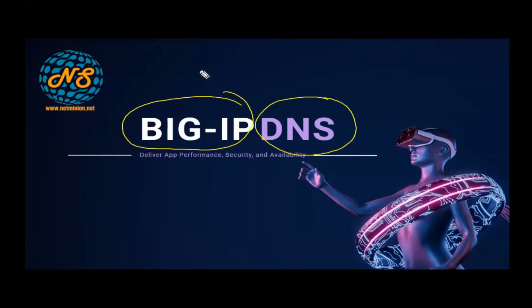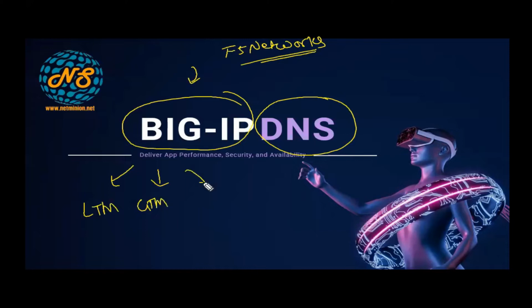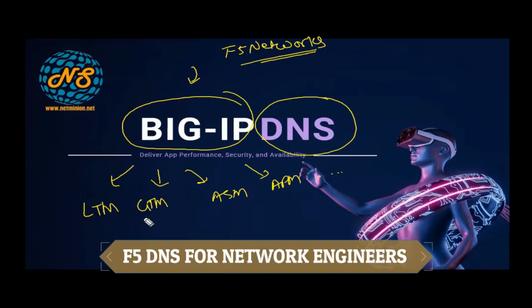I hope everybody is aware of what BIG-IP and F5 Networks are. F5 Networks is a vendor, a bit like Cisco, a bit like Palo Alto, or take any name. BIG-IP is one of the modules in which we have a couple of products like LTM, GTM, ASM, APM, ARM, and you can take many more names. So out of that, today we are talking about GTM.